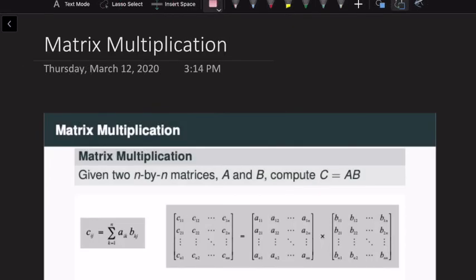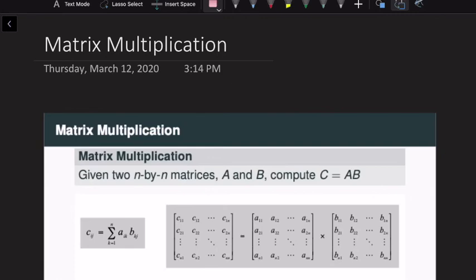Okay, so the last thing I want to talk about today is another example of divide and conquer, where the divide and conquer approach helped us improve on common techniques of approaching a problem. To do that, we're going to do matrix multiplication, another problem where we could use divide and conquer and get some gains.